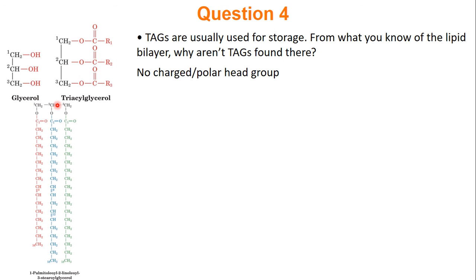So CH2, CH2, CH2, and you have this carbonyl group, but that's not really a polar head group like we want in our phospholipids. So no charge, no polar head group. That's why tags are stored. So these are energy molecules.